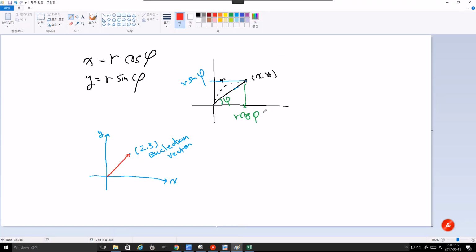So here, when orthogonal, like this one, suppose we have this. This is A, this is B, then A dot B is 0, right? Because cosine of 90 degrees is 0.